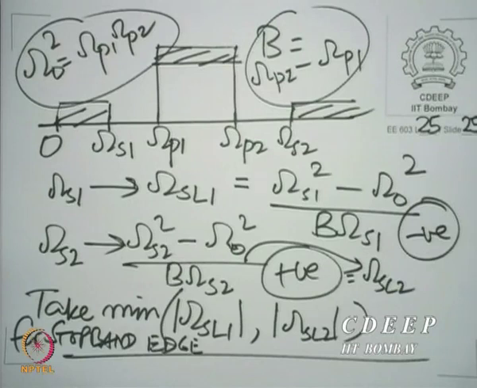So, take the minimum of the modulus of omega SL1 and the modulus of omega SL2. Whichever is less, that means it is closer. Of course, both of them will be more than 1 in magnitude, that is for sure. But the one which has a smaller magnitude should be chosen as the stop band edge.